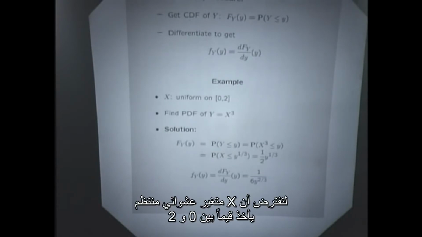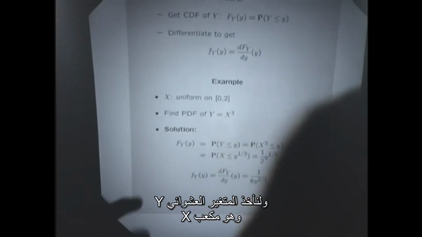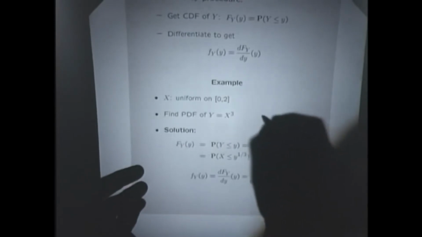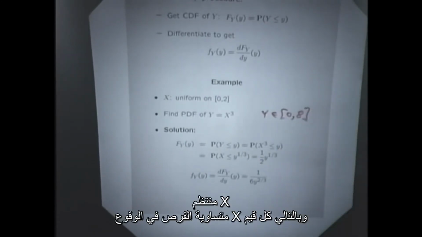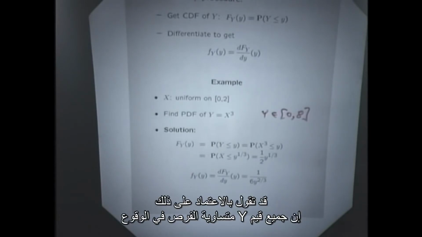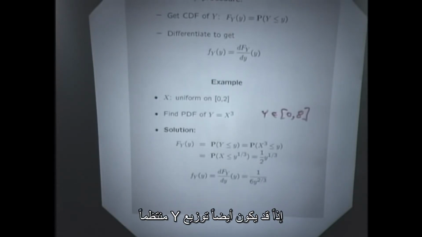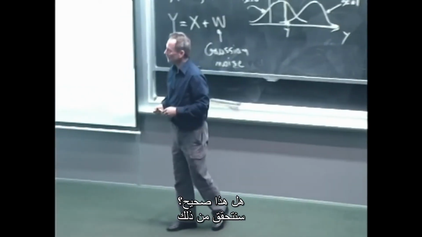So let's do one first example. Suppose that x is a uniform random variable, takes values between 0 and 2. We're interested in the random variable y, which is the cube of x. What kind of distribution is it going to have? Now first notice that y takes values between 0 and 8. So x is uniform, so all x's are equally likely. You might then say, well, in that case, all y's should be equally likely. So y might also have a uniform distribution. Is this true? Well, we'll find out.